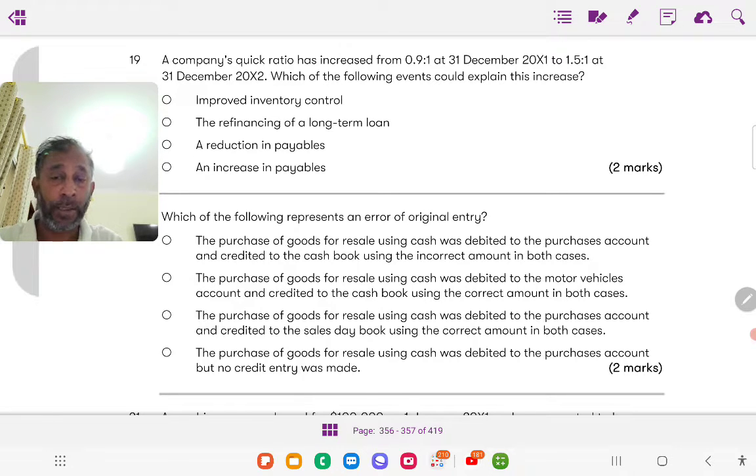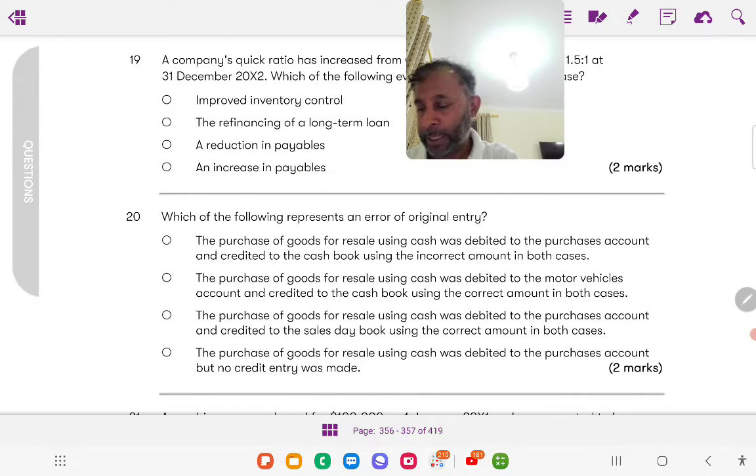So we have two other answers left, third and fourth. Third one is reduction in payables. If the payables reduce, the resulting answer will increase. If the payables increase, the resulting answer will decrease. Accordingly, the answer is the third one. So now we move on to the next question, question number 20.